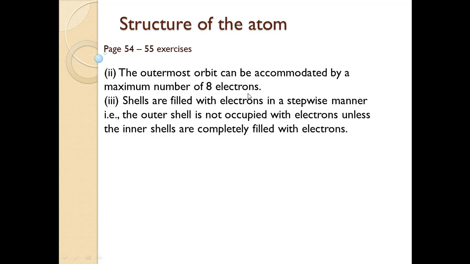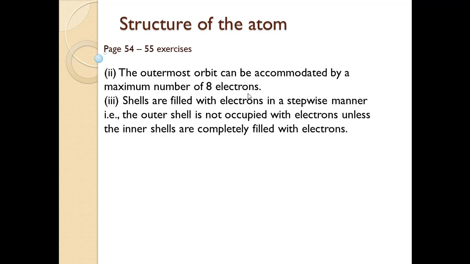So in an atom, the maximum number of electrons that can be accommodated in the outermost shell is 8. That is based on the subshells, which you will learn in higher classes. Actually, each shell is divided into subshells again. So the outermost orbit, meaning that subshell, can be accommodated by a maximum of 8 electrons. Don't worry about this statement. You will learn about it more in higher classes. We do not want any explanation for this statement. Just understand they are subshells.